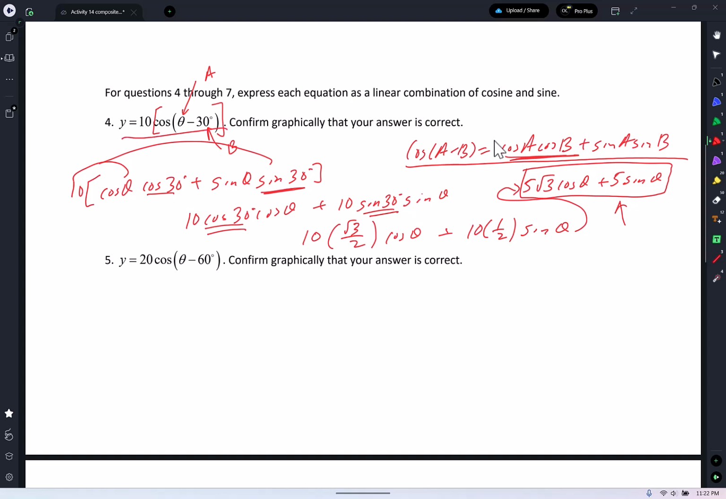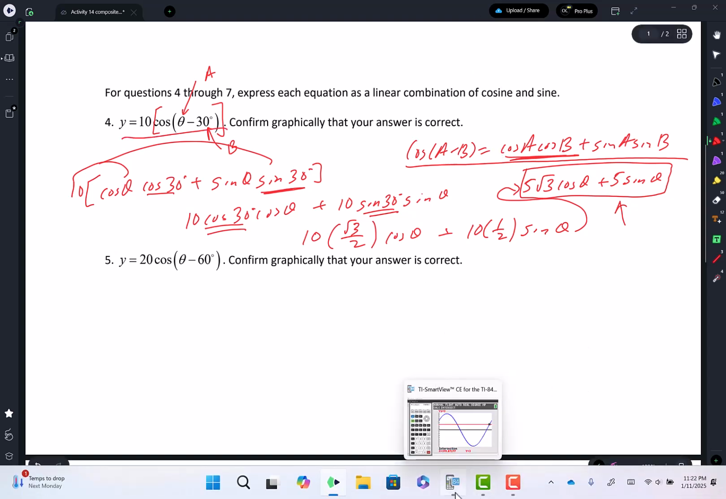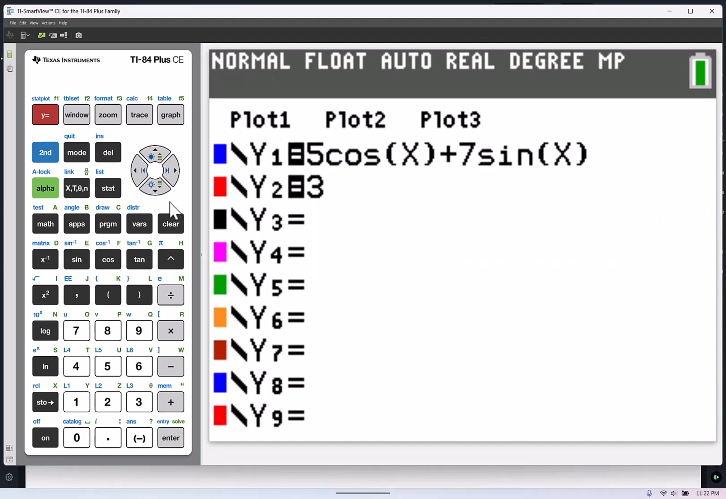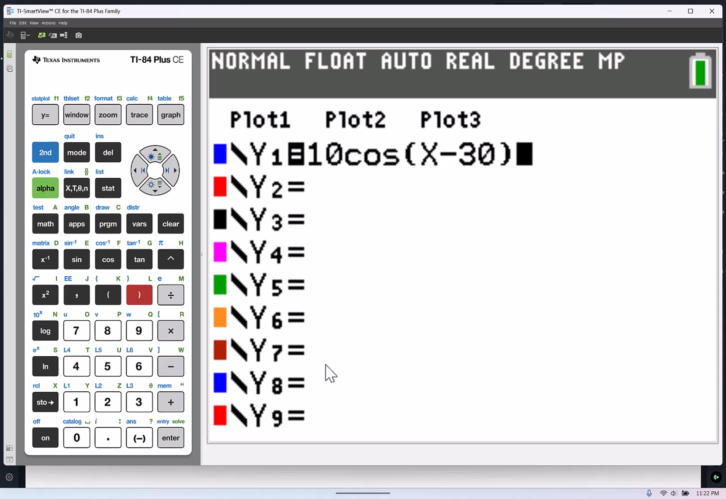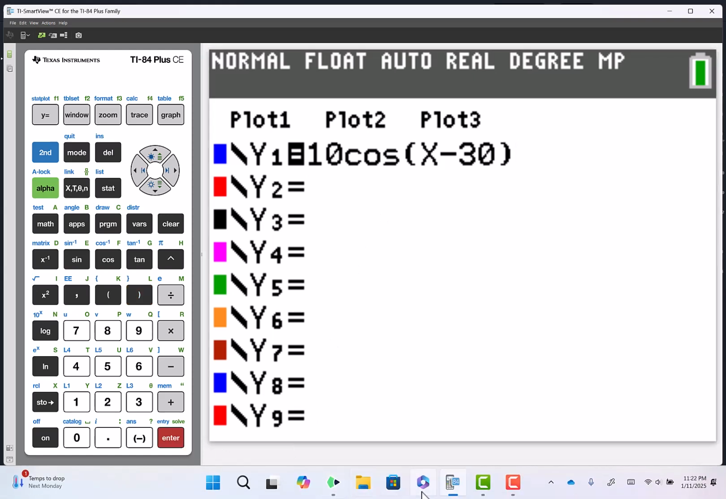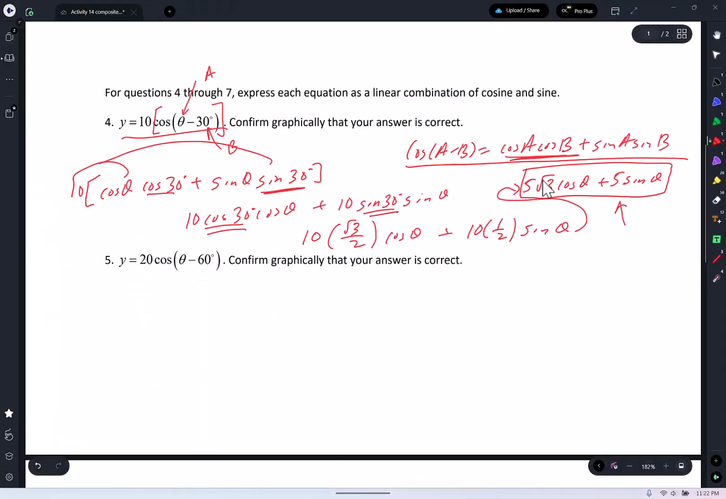And let's test it. So I'm going to go into my calculator again. And I'm going to click Y equals, clear, clear. And I'm going to go 10 cosine x minus 30 degrees, and because I'm in degree mode, right? Push enter. And on Y2, I'm going to type in my linear combination of cosine and sine: 5 square root of 3 cosine theta plus 5 sine theta. Why do they call it linear combination? Because there's a plus symbol there, and none of these cosines or sines are squared. So 5 square root of 3 cosine theta plus 5 sine theta.